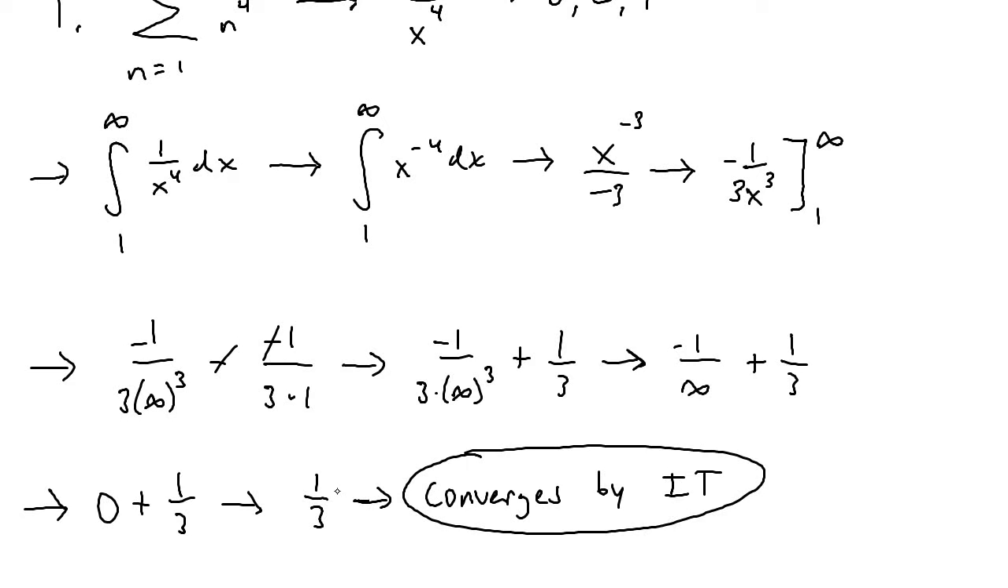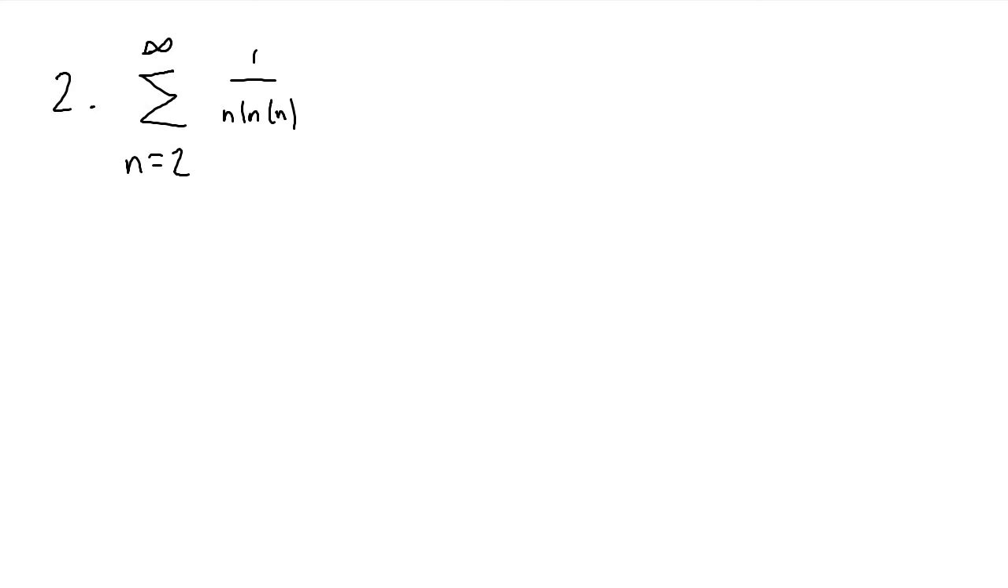So for number 2, we have the series from 2 to infinity of 1 over n times the natural log of n. Once again, we have to change this to be in terms of x. So we have 1 over x times the natural log of x. And before we use the integral test and take the integral, we have to make sure that it meets the three criteria.